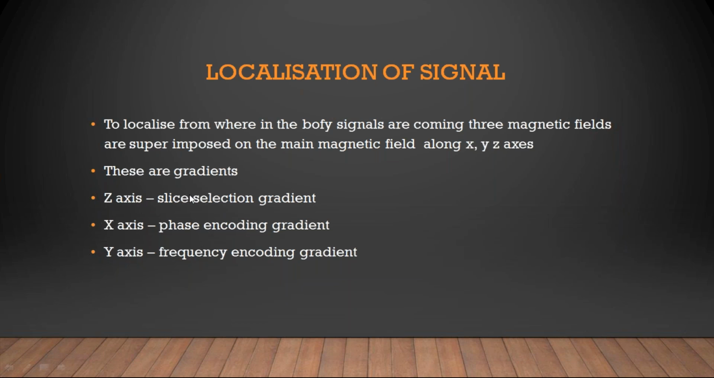It will be superimposed just after the radio frequency pulse is switched on. The x-axis phase encoding gradient is superimposed just a few moments after switching on the radio frequency pulse, and along the y-axis the frequency encoding gradient is switched on just after switching off the radio frequency pulse. So by this we can localize where in the body the signal is coming from.